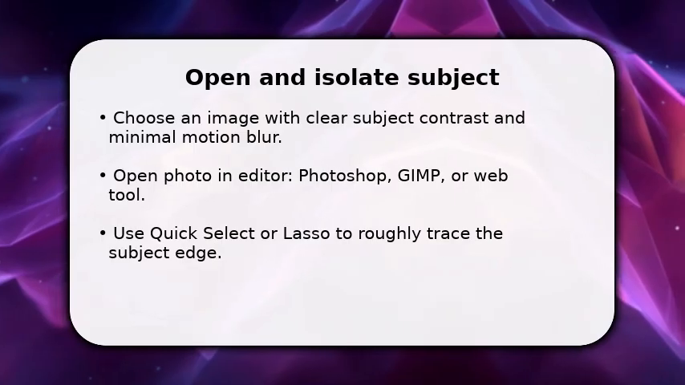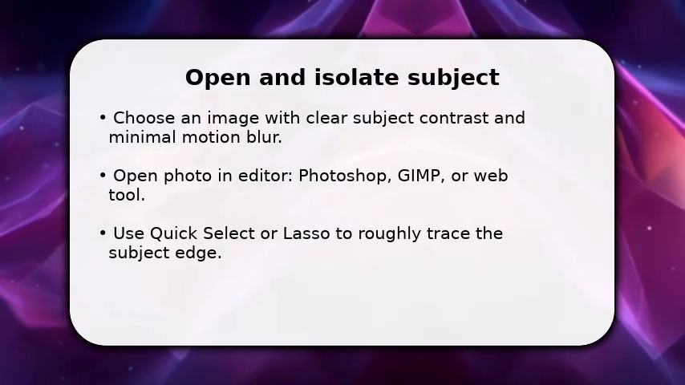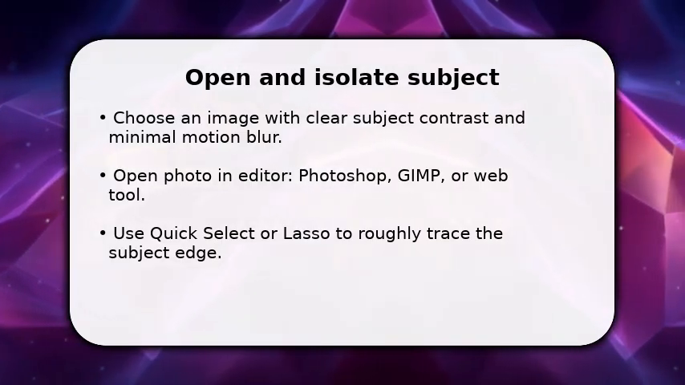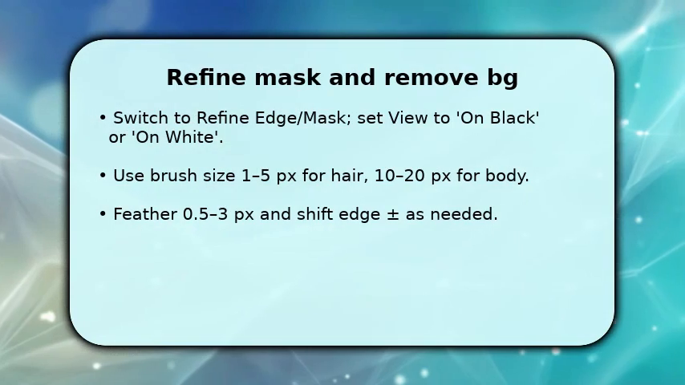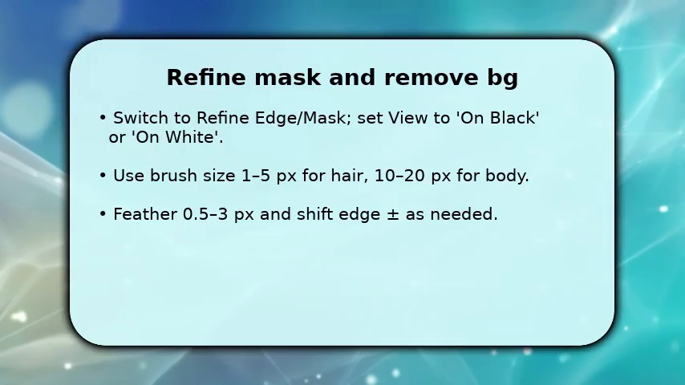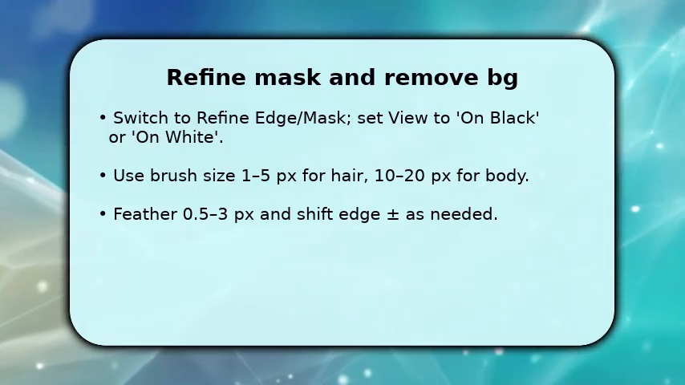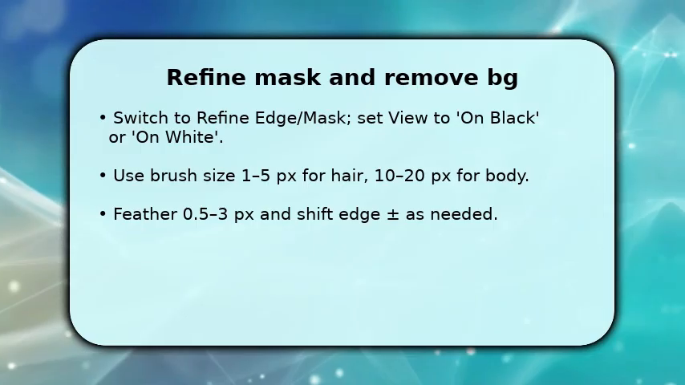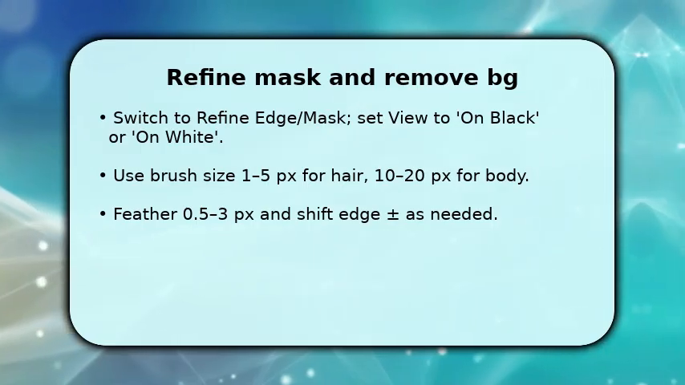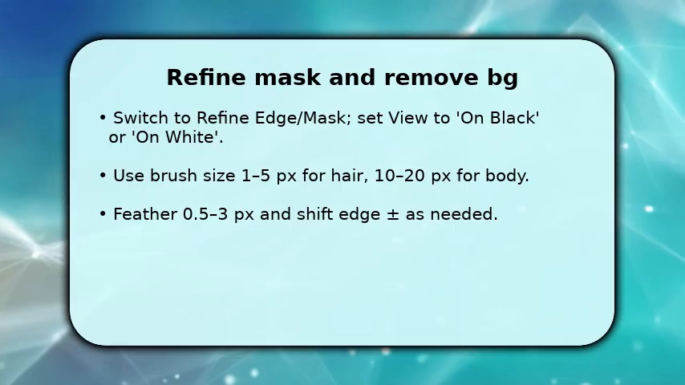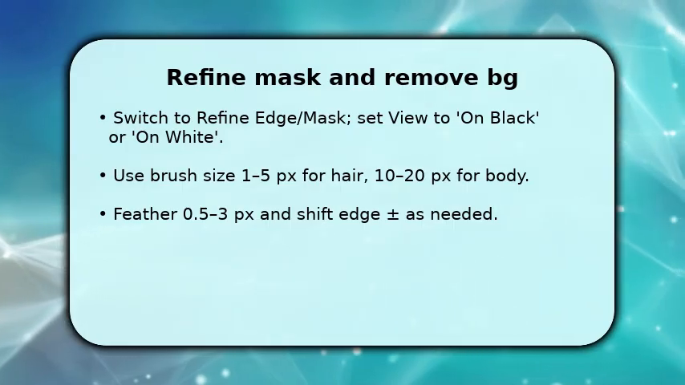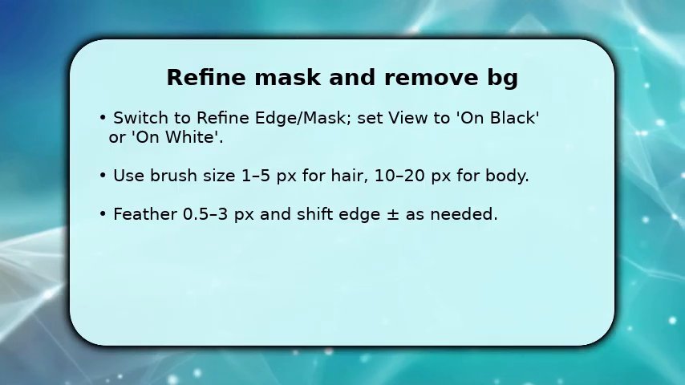Make sure to place the subject on a separate layer or layer mask so you can change the background without altering original pixels. Now focus on cleaning the mask so transitions look natural. Zoom to 100% and paint the mask. Brush in black to hide, white to reveal, and use the Refine Edge brush on hair or fur to recover detail. Make sure to adjust feather and contrast. Feather smooths the edge, contrast tightens it.